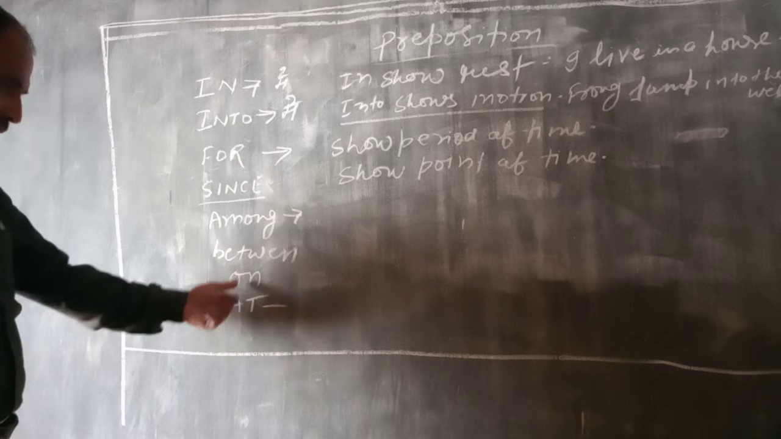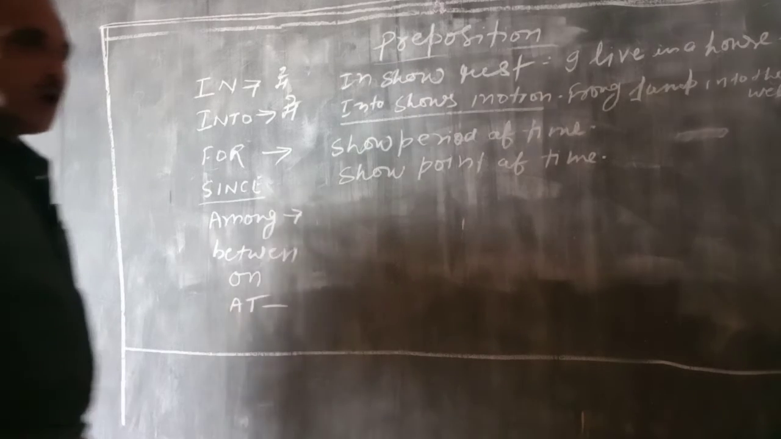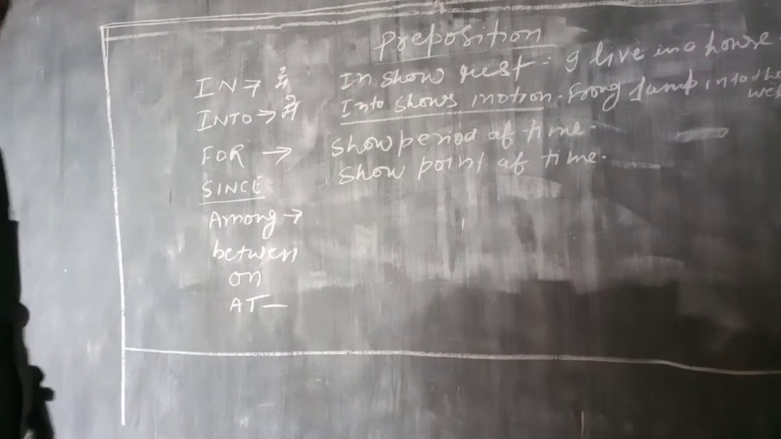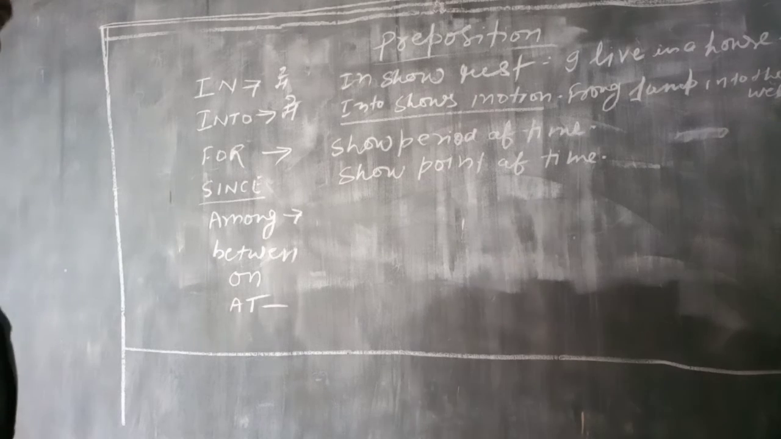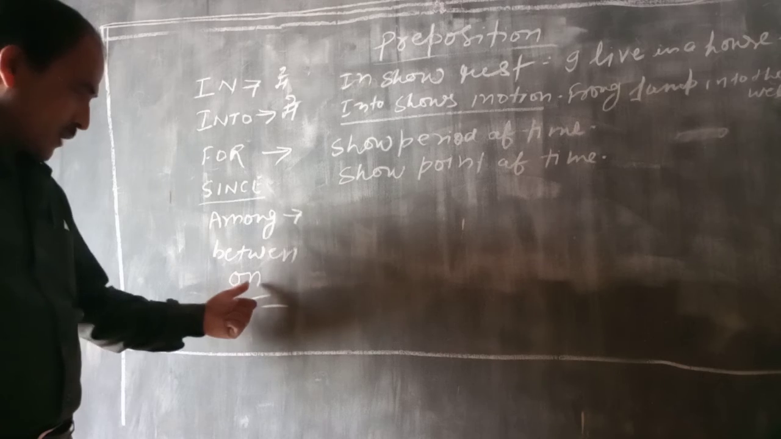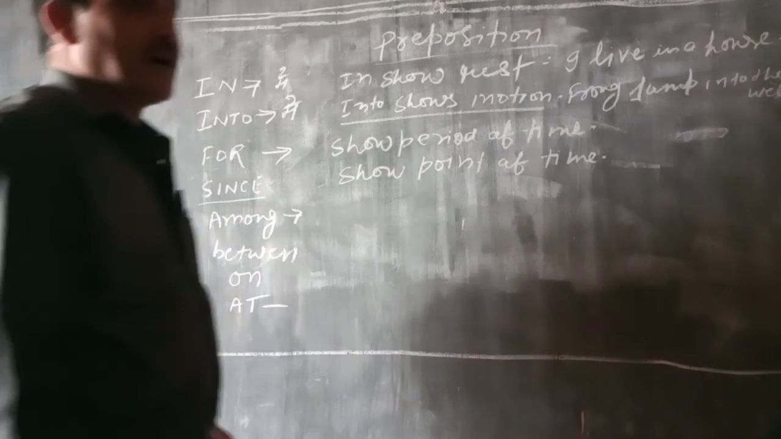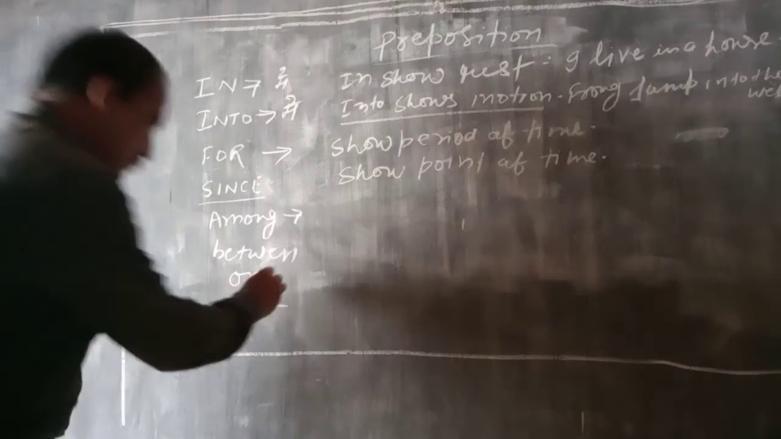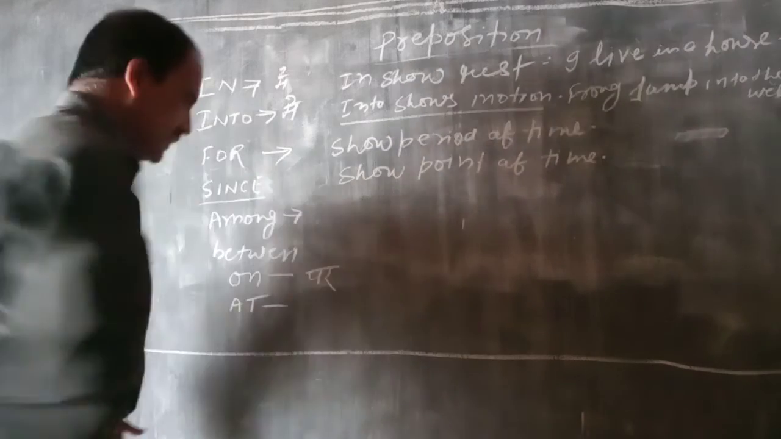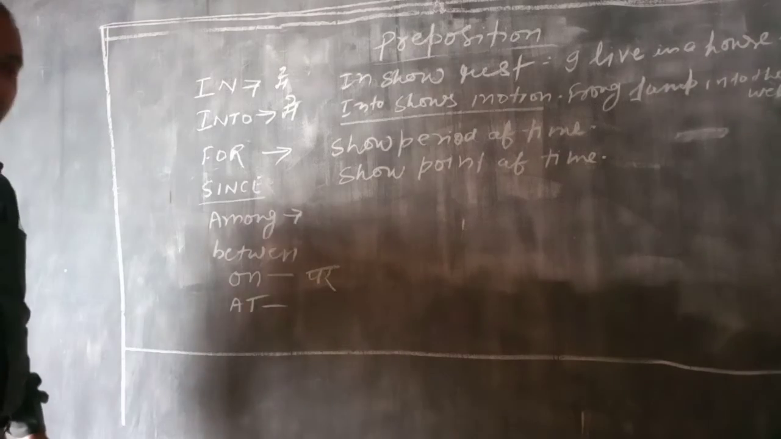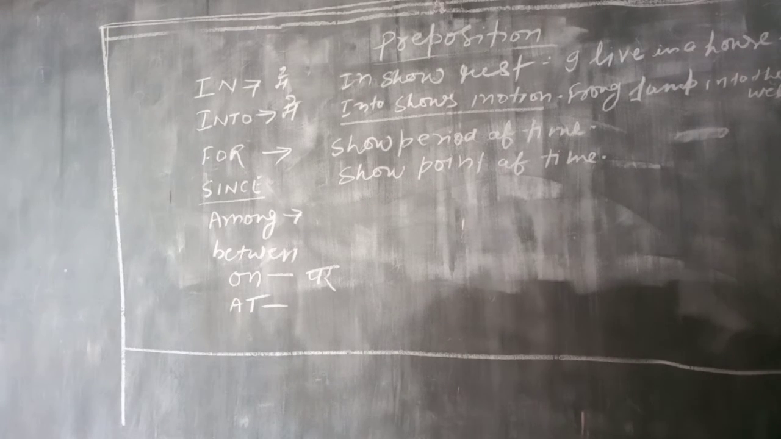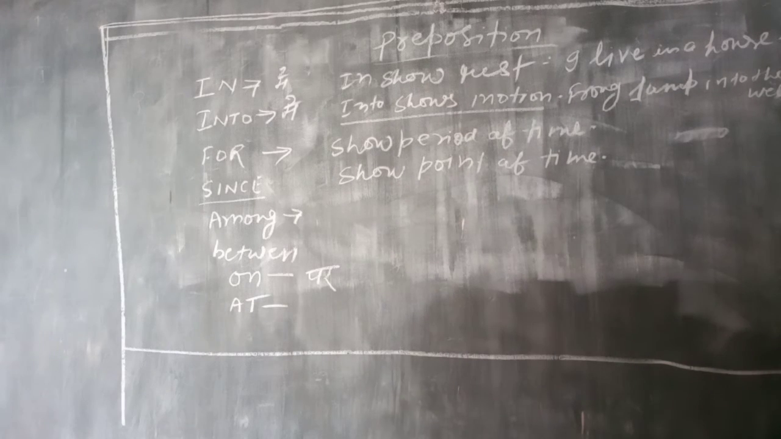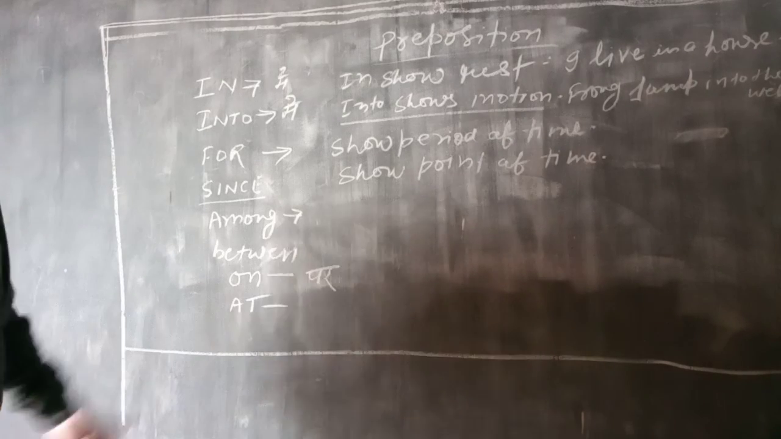Next are on and at. On shows the position of an object. Where do you use on? When the surfaces of both objects are attached to each other, then you can use on, in Hindi "par". This book is on the table, because the surface of the table and the surface of the book are attached to each other. Then you use on.